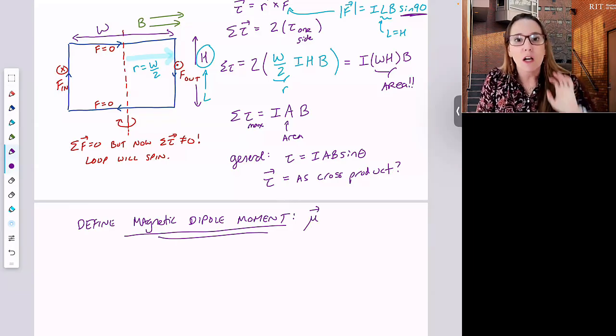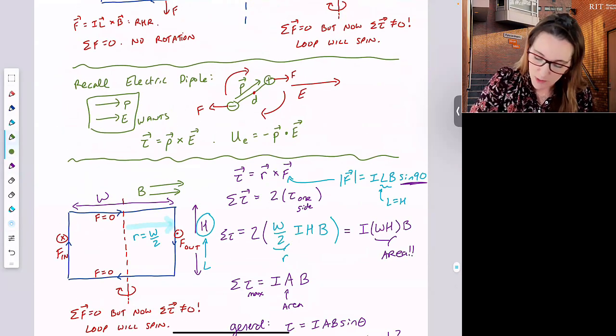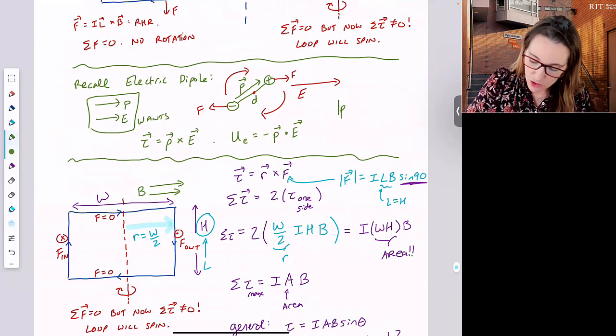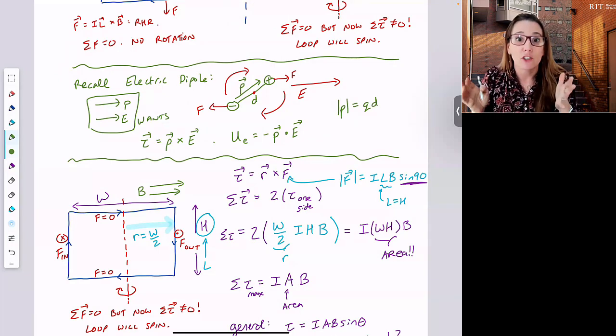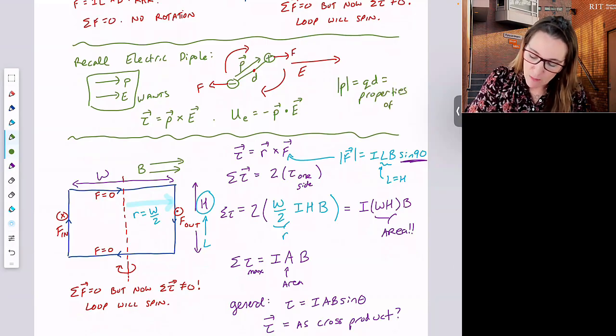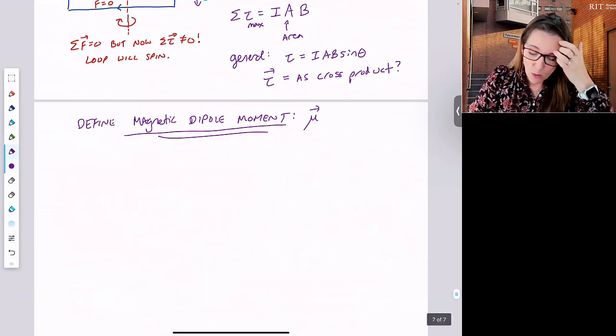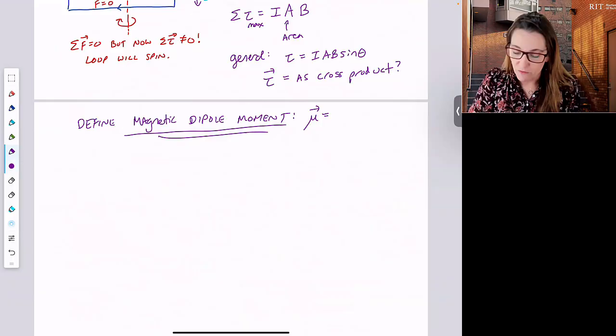And just like our electric dipole moment, if we remember the magnitude of it, the magnitude of the electric dipole moment was equal to the magnitude of the charge on one of the charges times the distance between them. So properties of the configuration. And the same thing here. So we're going to define this magnetic dipole moment based on properties of its configuration.